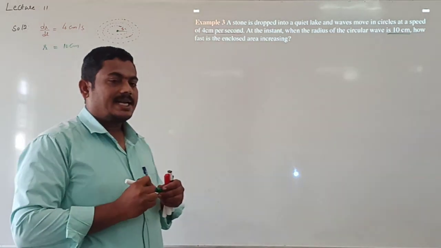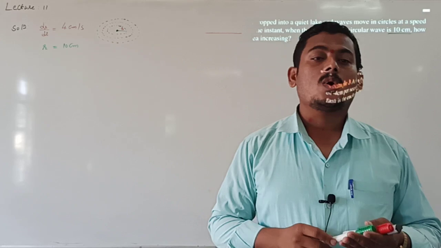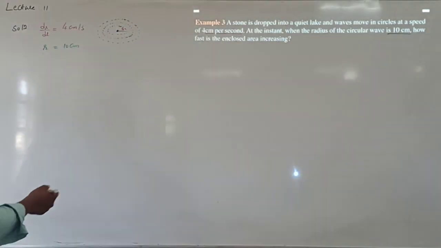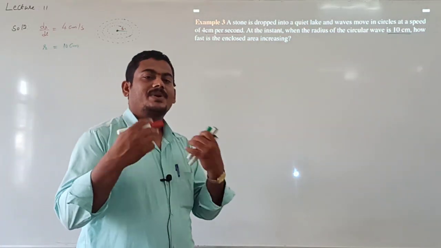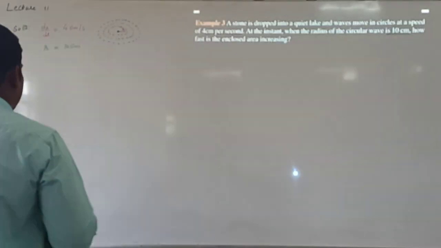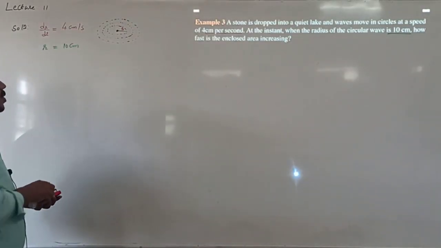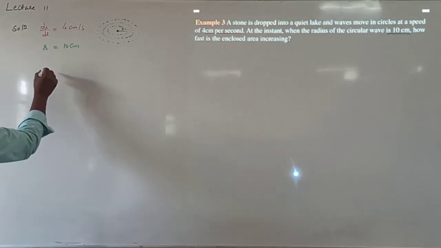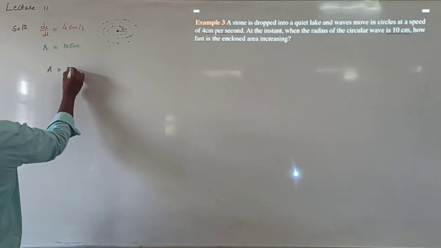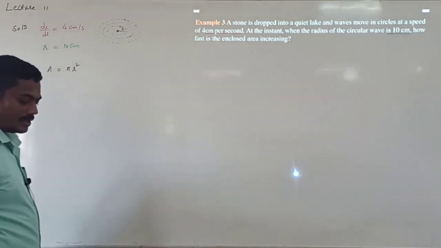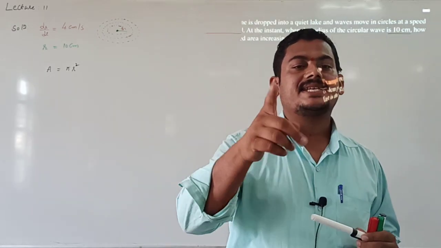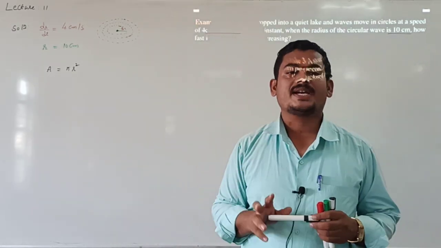Then what is the rate of change of enclosed area? That means the area of these circular waves. Initially the radius is r units. After some time it will be 10 centimeter. We need to find the rate of change of enclosed area. For a circular wave, use the area of the circle formula, pi r square. Is the radius changing with respect to time or with respect to its radius?